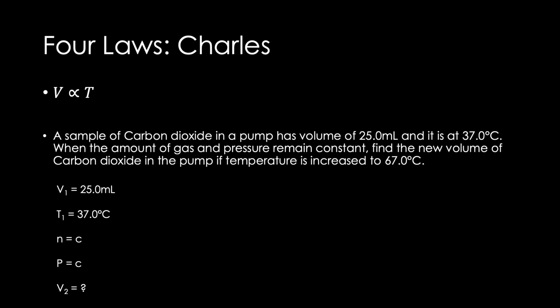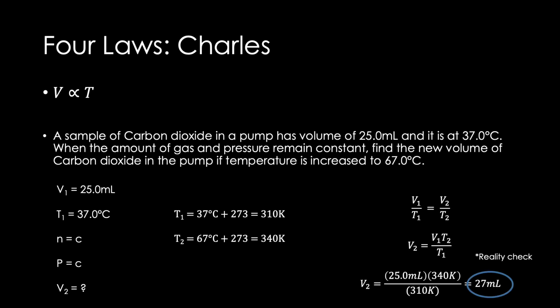Let's convert our temperature to Kelvin, and since we only have volume and temperature, we know that it's going to involve Charles's law. We can rearrange our equation for V2, plug in, and solve. Here we get a new volume of 27 milliliters. Again, we really should do a reality check. We increase the temperature, so the volume should increase. We went from 25 milliliters to 27 milliliters, so we're good.